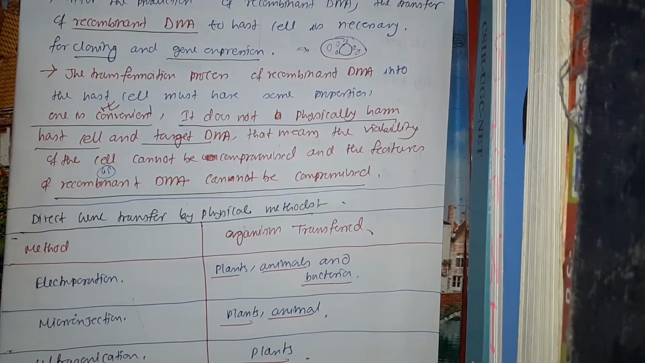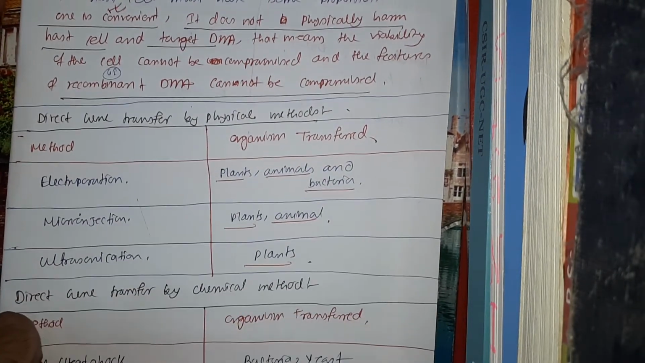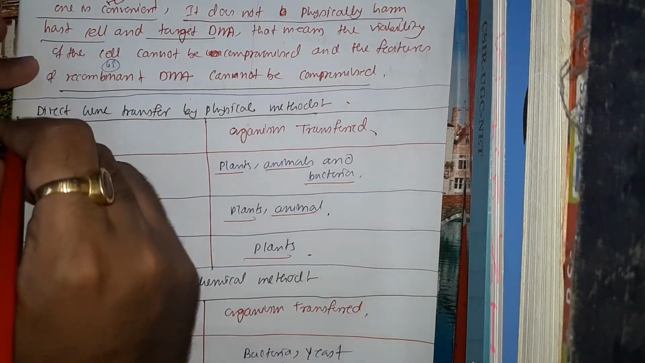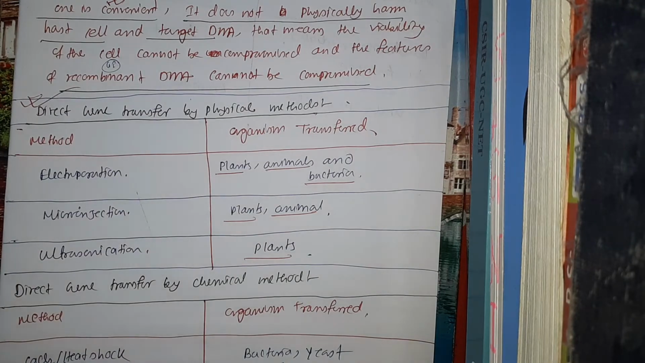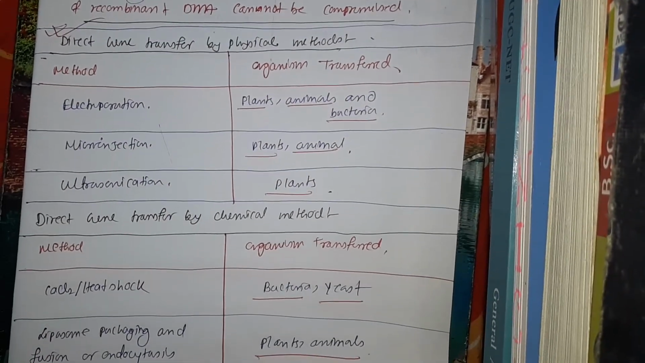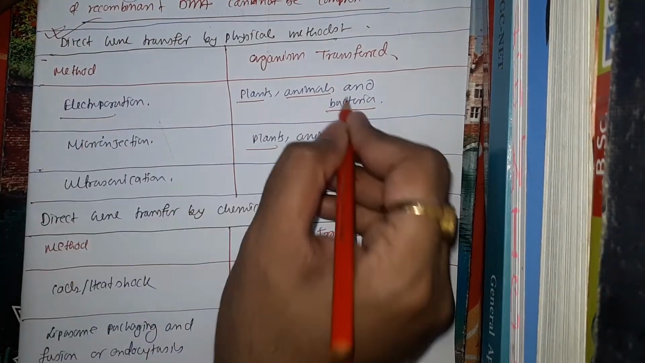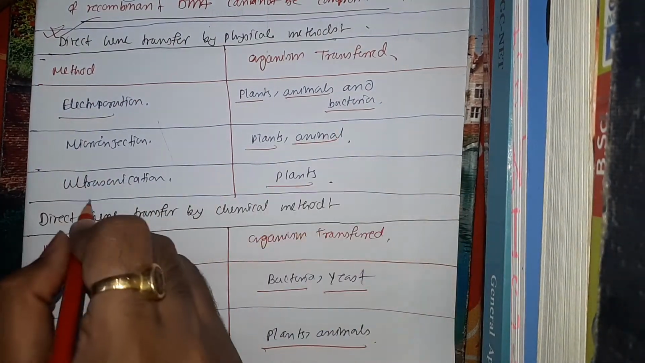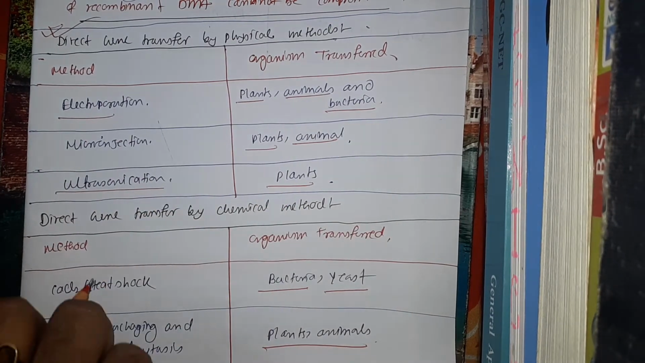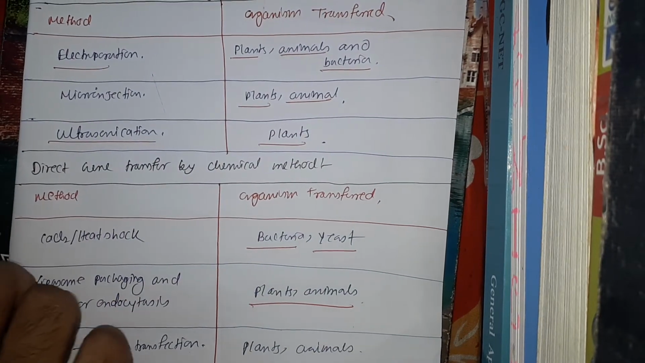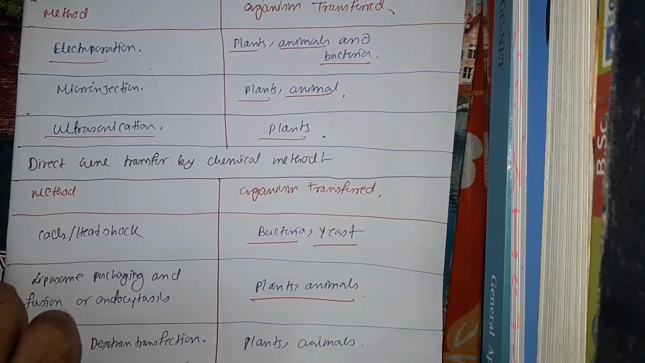Now after learning about this, I am going to talk about some different procedures that are used for gene transfer. The first procedure is direct gene transfer by physical methods. Here electroporation, microinjection and ultrasonication are used. Electroporation is used for plants, animals and bacteria. Microinjection is used for plants and animals. Ultrasonication is used for plants. I am going to talk about all of them in detail in our upcoming videos, so you don't need to bother about that, because this is only the introductory part.